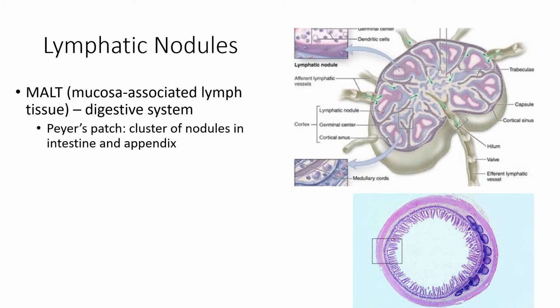So here we have a lymphatic nodule, not a node. Make sure you make a note of that. These are nodules. Lymphatic nodules, one of the examples I have for you is called the mucosa-associated lymph tissue, and this is specifically in the digestive system. We also have something called a Peyer's patch, which is a cluster of nodules within the intestine and the appendix. So make sure you know that this is a nodule.